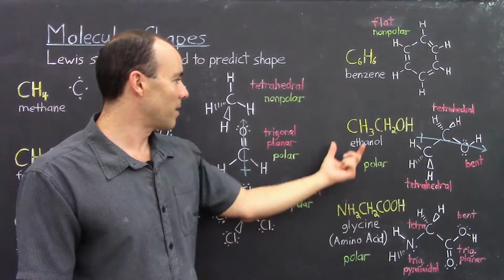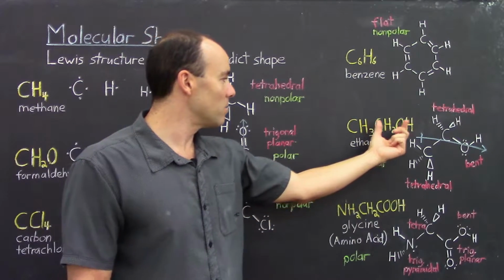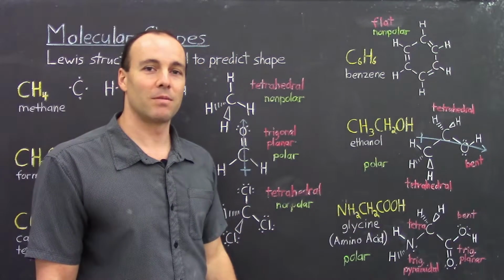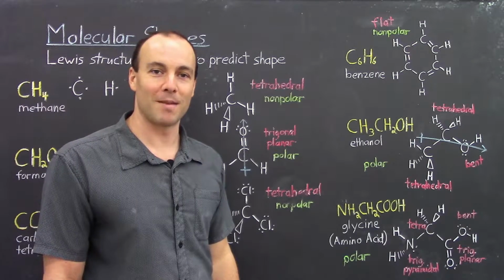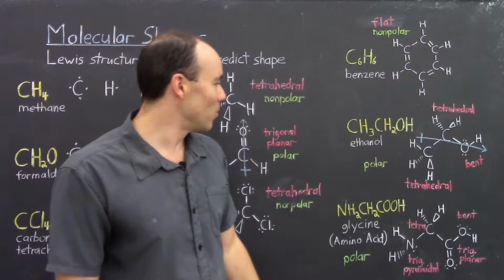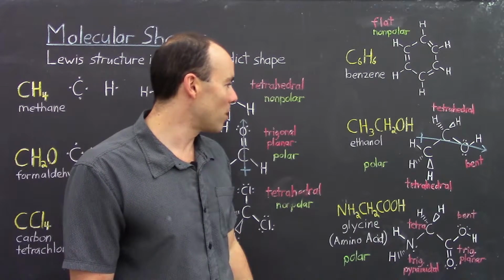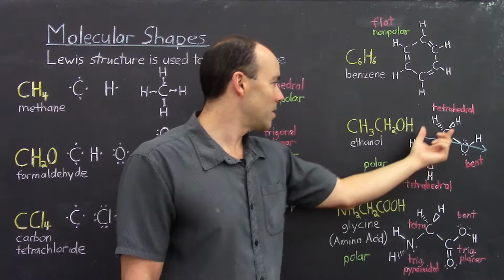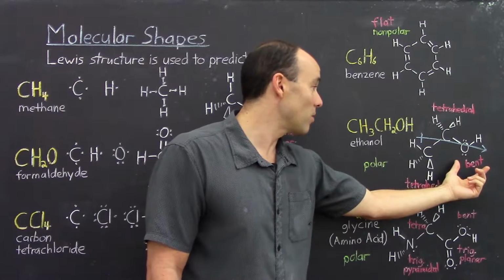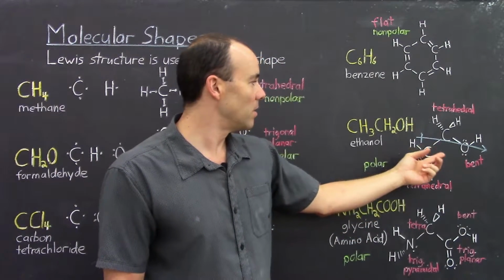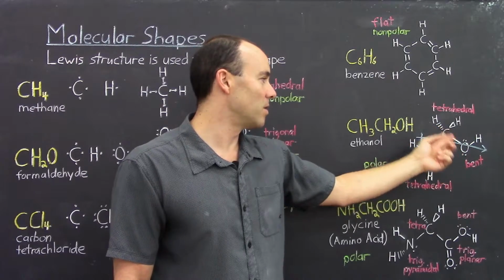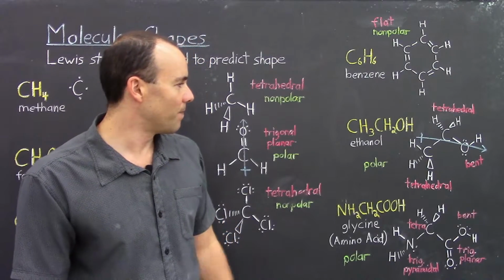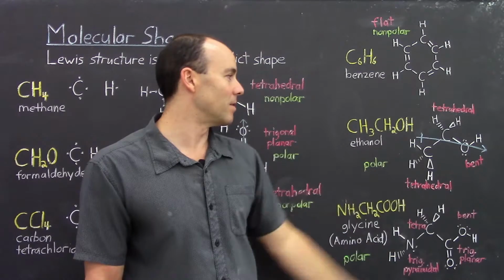Ethanol, the formula for ethanol is CH3CH2OH. The formula is given in that fashion because you're trying to be guided towards the correct structure and shape. When you draw its structure, you end up having your CH3 group, CH2 group, and OH group. This carbon is tetrahedral. This one is too, and the oxygen is bent. There is a dipole in this molecule pointing towards the oxygen.